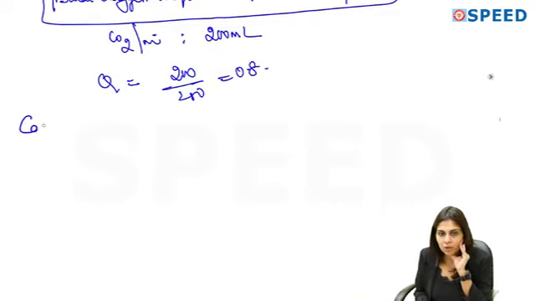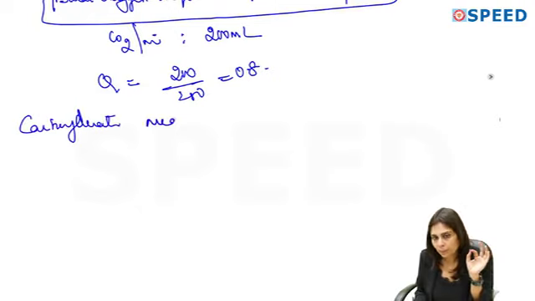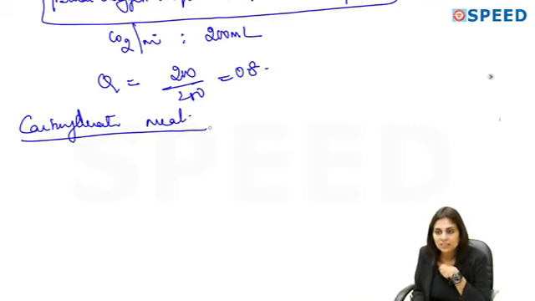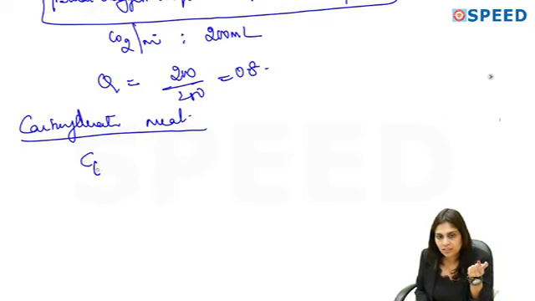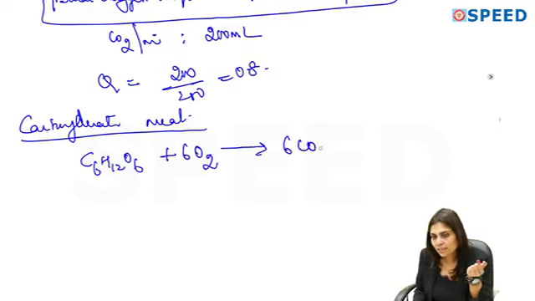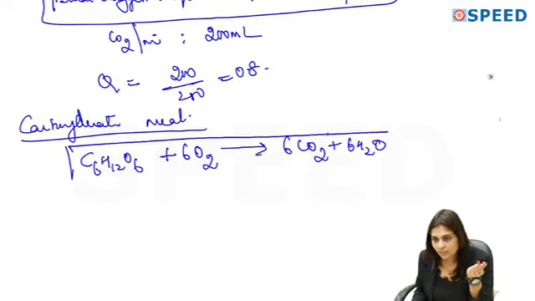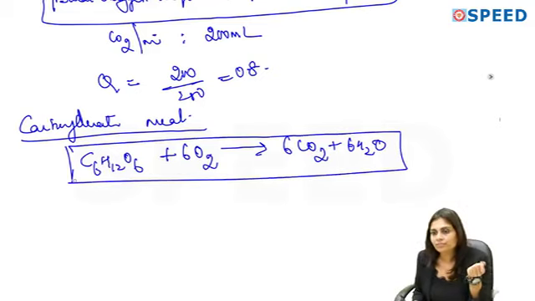If a person is on a carbohydrate rich meal, or exclusively a carbohydrate meal, what happens when it is metabolized? Glucose, C6H12O6, reacts with 6 molecules of oxygen to give rise to 6 carbon dioxide and 6 water. This is a balanced equation. Glucose gets metabolized by oxygen to give rise to carbon dioxide and water.